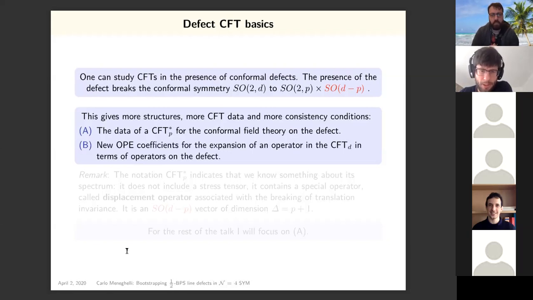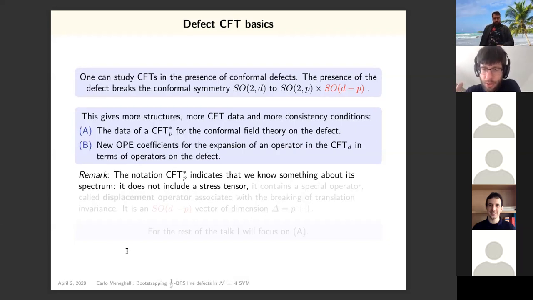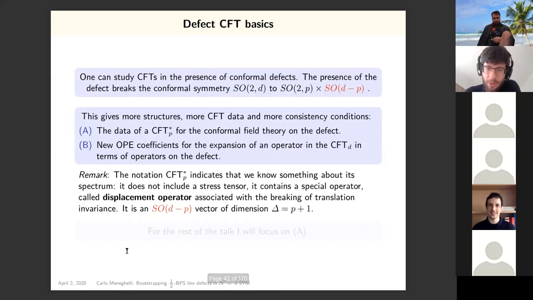Okay, and B is this new CFT data. And the remark here is that the CFT living on the defect is not quite a CFT. First of all, because it does not include a stress tensor in the spectrum, so there is no stress tensor on the defect. But we know something about this theory: it contains a special operator called the displacement operator, which is associated to the breaking of translation invariance by the presence of the defect. For a general p-dimensional defect, it is an SO(D-p) vector of conformal dimension p plus one.